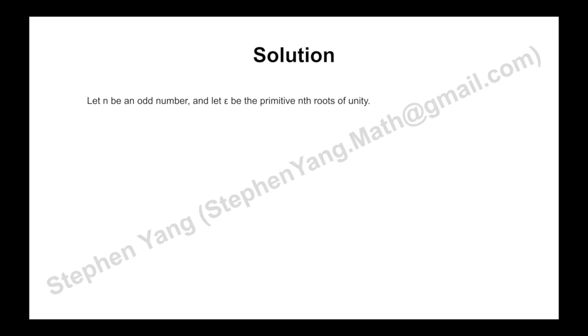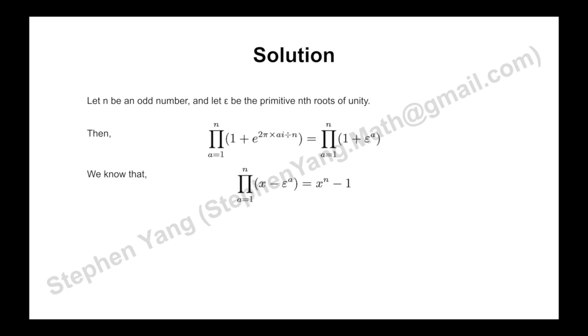Let n be an odd number, and let epsilon be a primitive nth root of unity. Then the product for a equals 1 to n of (1 plus e to the 2 pi i a divided by n) is equal to the product for a equals 1 to n of (1 plus epsilon to the a). Since epsilon, epsilon squared, epsilon cubed, until epsilon to the n are all roots of x to the nth power minus 1, the product for a equals 1 to n of (x minus epsilon to the a) is equal to x to the nth power minus 1.